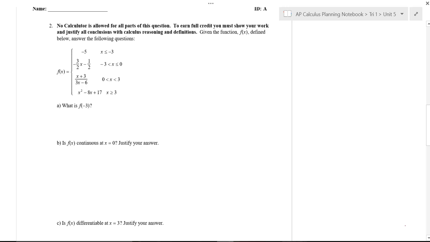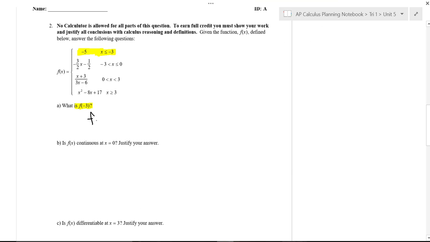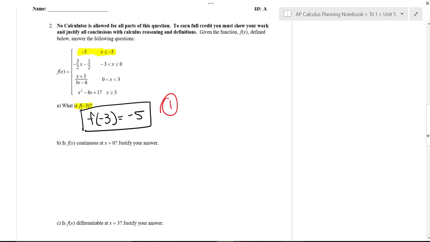All right, second one going on here. The very first part asks, what is f of -3? Because we have a piecewise function here, I need to look for which one of these pieces includes the domain of -3. Less than or equal to -3, so this is just that flat horizontal line. So I'm just going to name here f of -3 equals -5. That was 1 point. So if you were grading your own work, you would have just said, okay, 1 point, we're good to go.